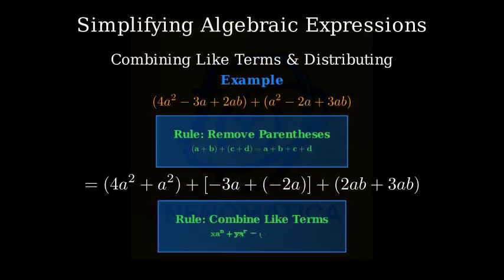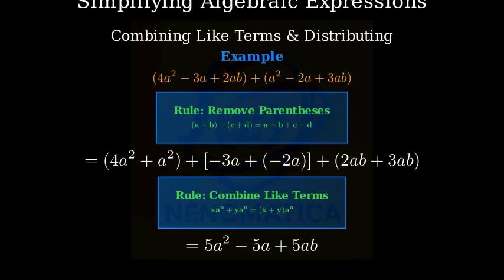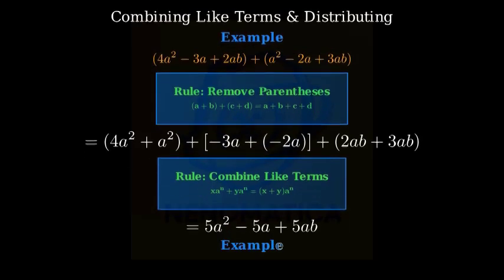4a squared plus a squared gives us 5a squared. Negative 3a plus negative 2a gives us negative 5a. And 2ab plus 3ab gives us 5ab. Now, let's move on to our second example, which is more complex.